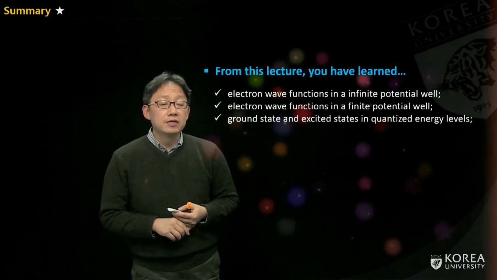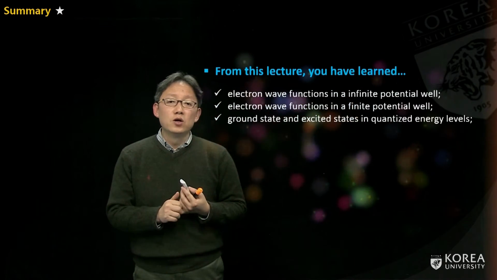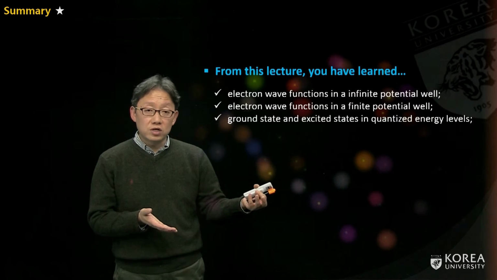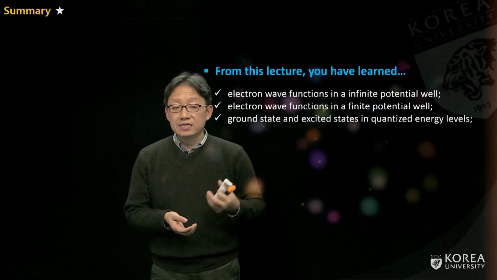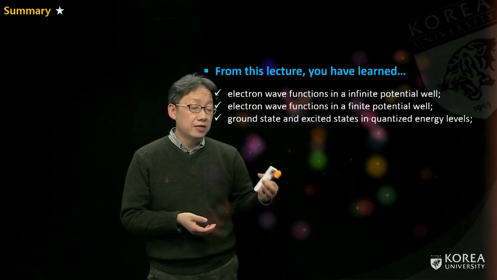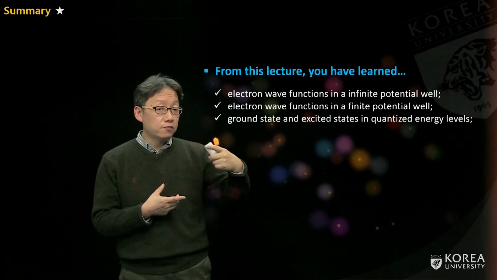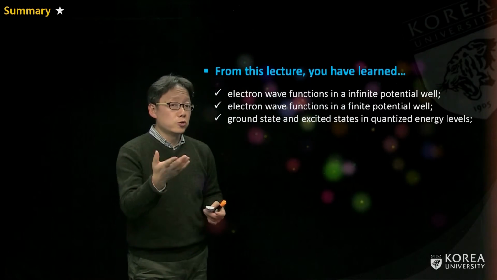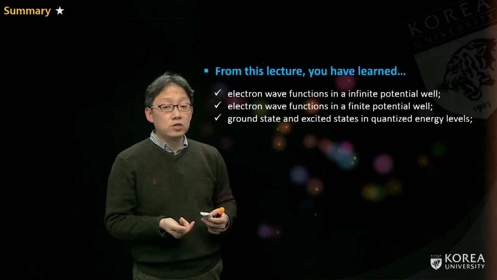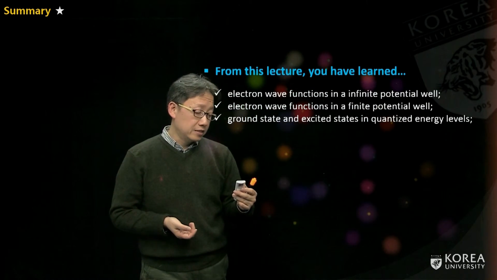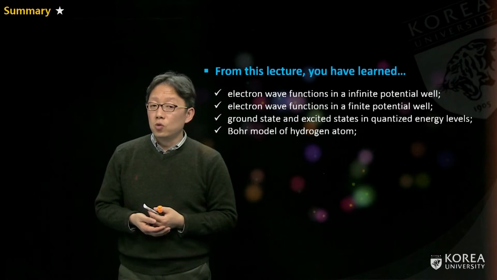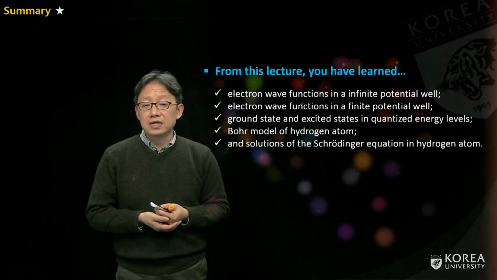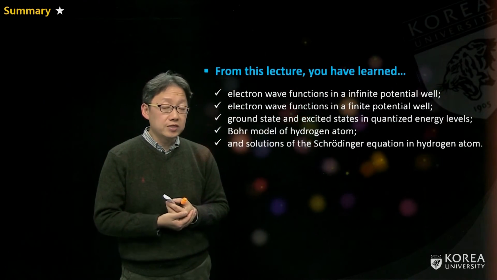Okay, and then we also discussed what the ground state is, meaning the lowest energy state, or the quantum number being 1. And also we learned that there are excited states which have a quantum number larger than 1. So n equals 2 was the first excited state, and n equals 3 was the second excited state, and so on. Which means that the energy levels in a quantum system are quantized. And finally, we learned the Bohr model of the hydrogen atom. And also, we have seen what the exact solutions of Schrödinger's equation in the hydrogen atom look like.